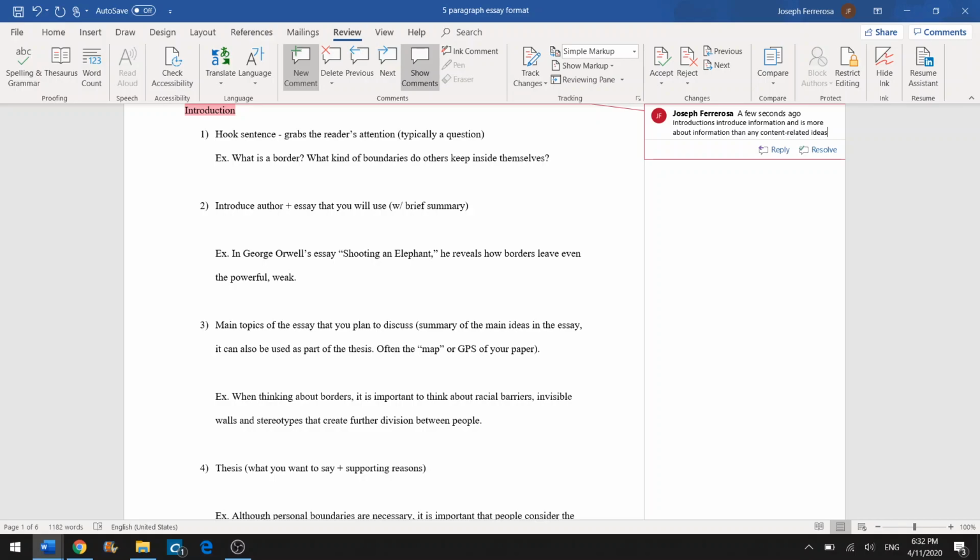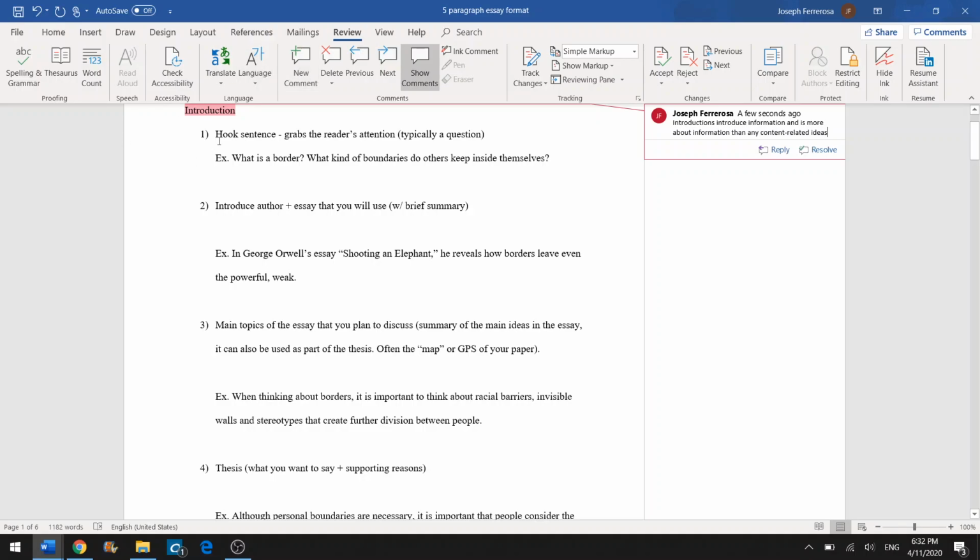So the introduction is much more like a map towards where you're going. You're laying everything out. You're saying, here's what we're going to talk about in paragraph one, paragraph two, paragraph three. You're introducing the author. You're introducing things that we need to know. And never assume that the reader knows something in advance.